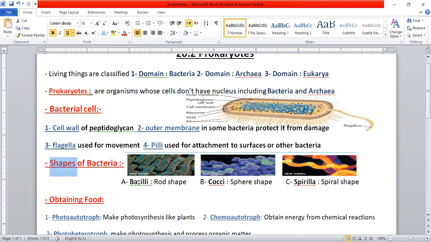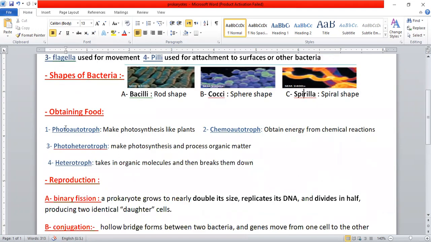The shapes of bacteria are bacilli, rod shape, cocci, spherical shape, and spirilla, spiral shape. How do they obtain food? Photoautotrophs make food by photo, light. Chemoautotrophs make food by chemical reactions. Heterotrophs can't make their own food, so they take in organic molecules and then break them down.